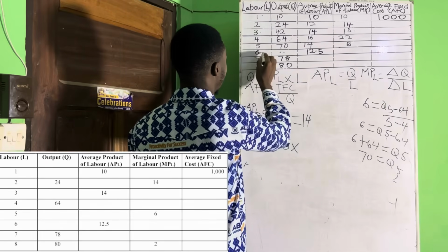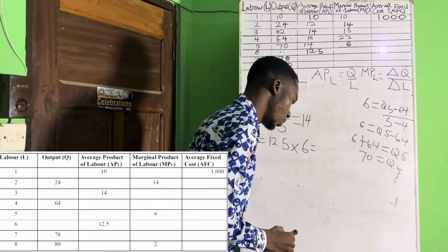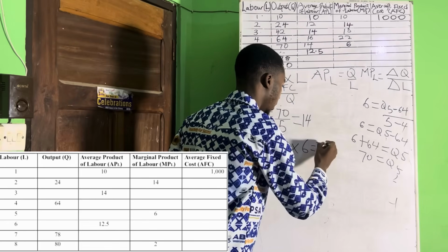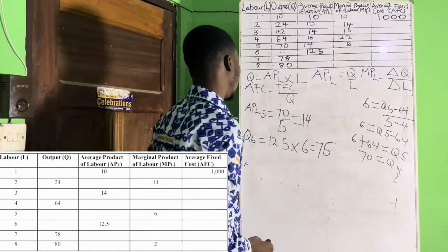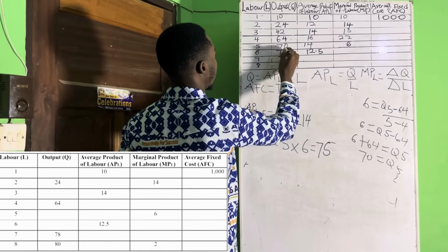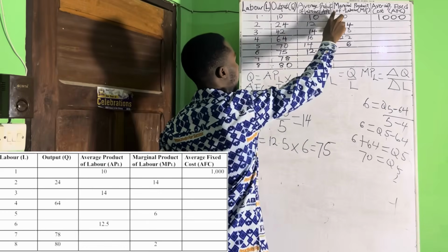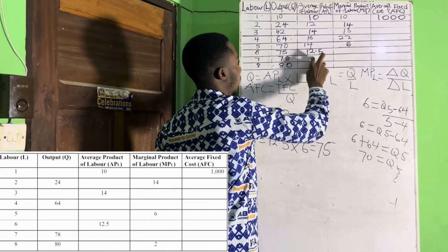Then times the labor, which is 6. So when you punch this on the calculator, we should be getting 12.5 times 6, 75, right? So we are done with KL6, giving us 75. Then what else can we find for? You can find for APL7, which is the one here.